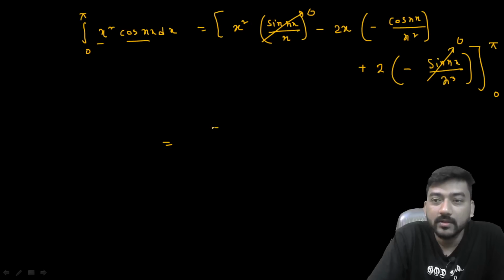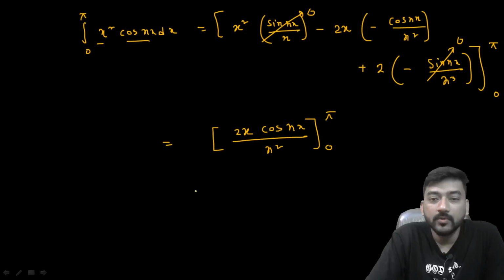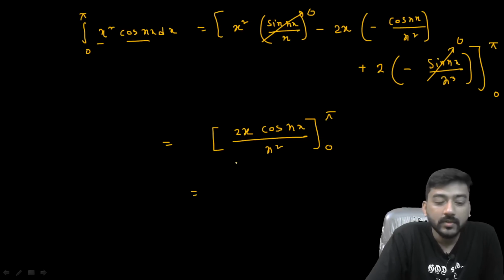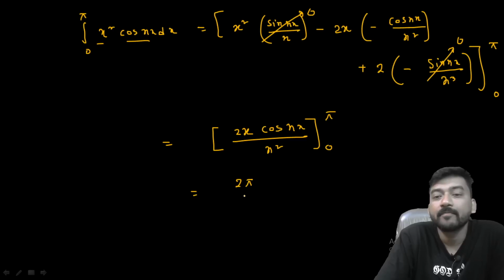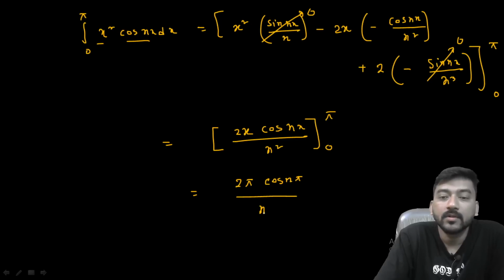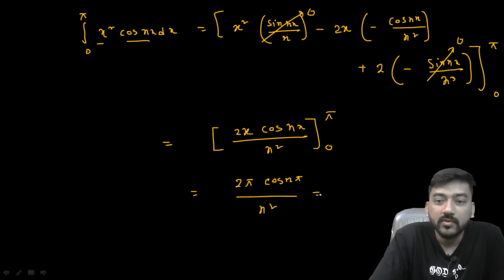So what will be this term? Let me tell you. This will be just 2x. The minus and minus will be plus. So it will be just 2x into cos nx upon n square, and we have to put the limit from 0 to pi. If you put pi, it will be 2 pi cos n pi upon n square. But if you put 0, it will be 0, because x is present here, so it will be 0. So you will have 2 pi upon n square into cos n pi.